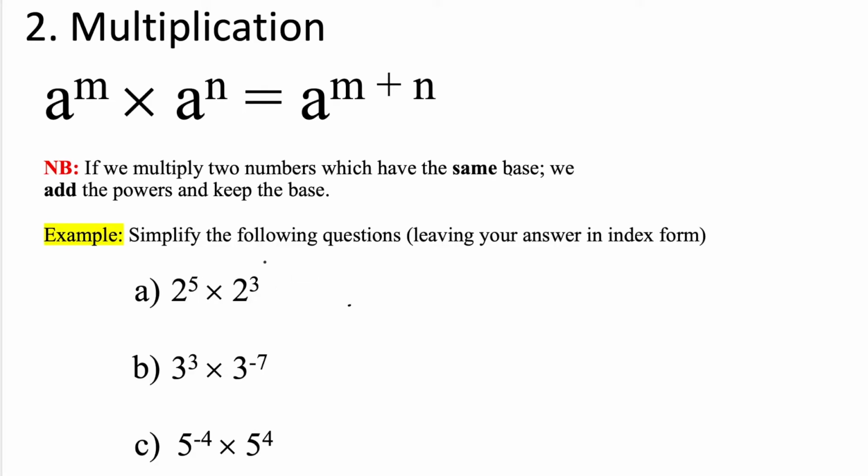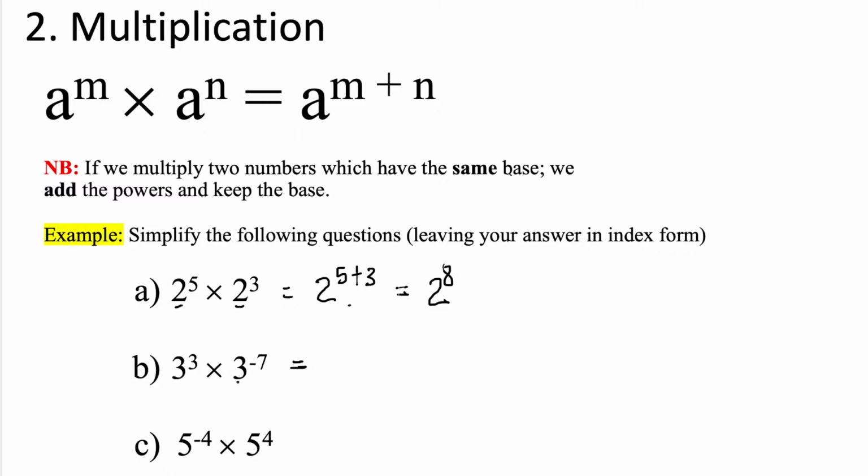Now let's take a look at example 1, where we have 2 raised to the 5th power multiplied by 2 cubed. First we identify that the bases are the same, so we know that we're going to keep the base and add the powers. So this is going to be 5 plus 3. We're keeping our answer in index form, so our final answer is 2 raised to the 8th power.